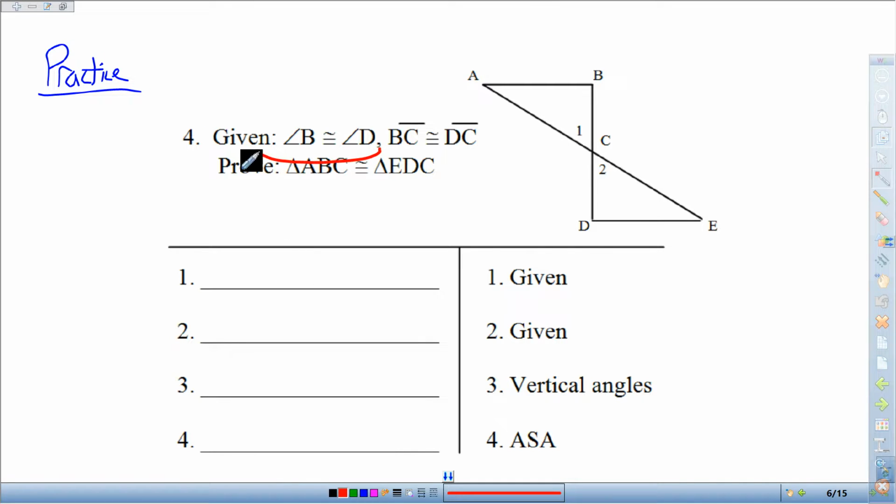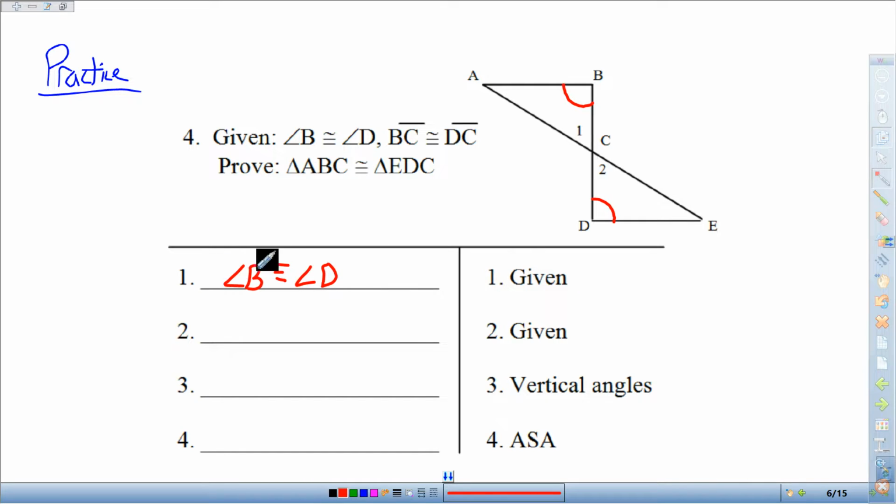Okay, so first things first. There's my first given statement. Angle B is congruent to angle D. All right, yep, it's given to us. Let's go ahead and show it. There's angle B. There's angle D. Maybe by the way, this looks like it might be a right angle, but we have no reason to be able to say these are right angles. I just want to point out, be careful of assuming things. That's a big part of these proofs: we don't assume anything.